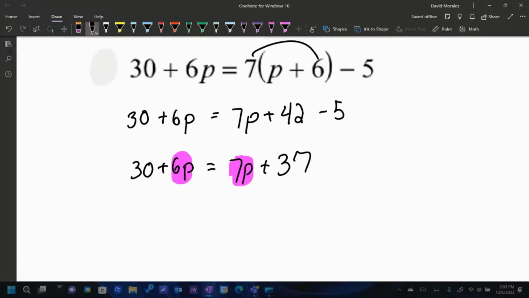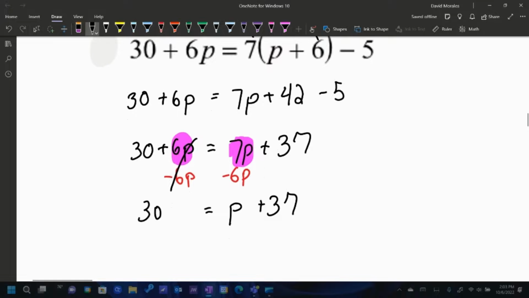Now I need to move these p's. I'm going to move the 6p instead, by subtracting 6p on both sides. That gives me 30, cancel out, equals 7p minus 6p, which is p, and we're going to drop 37.